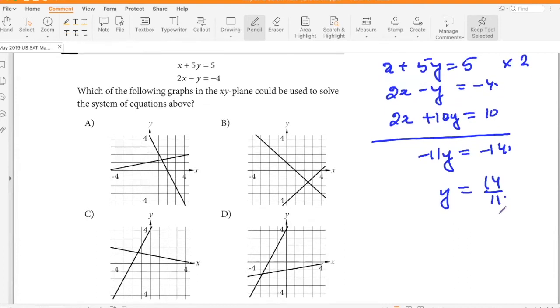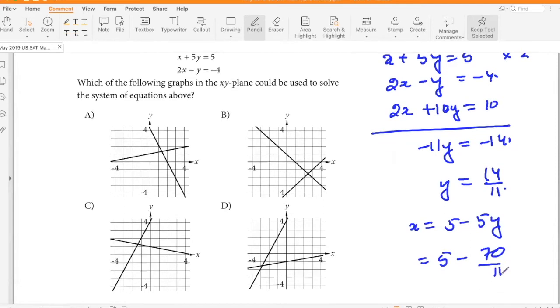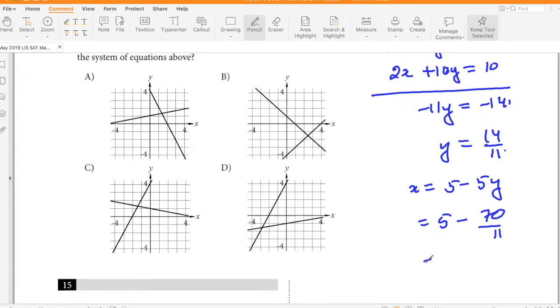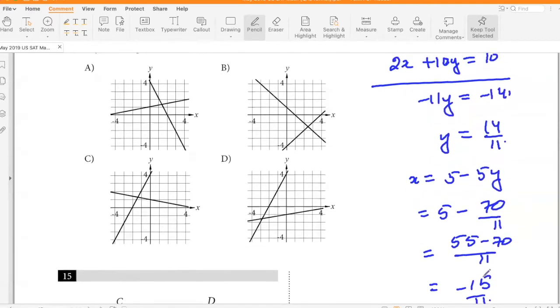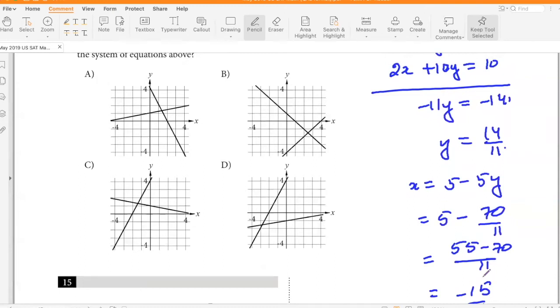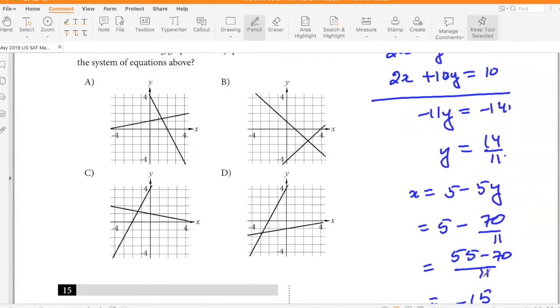Okay. And then x is 5 minus 5y. So that's 5 minus 70 by 11. And that is 55 minus 70 by 11. So that's negative 15 by 11. So x is negative 15 by 11 and y is positive 14 by 11. So this would be in the second quadrant. So option C.